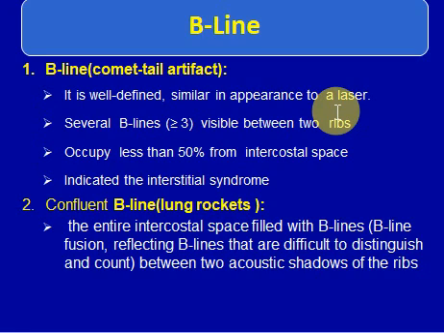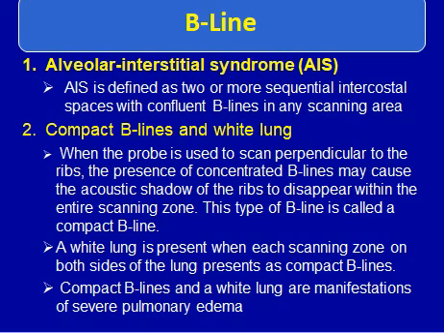If the B lines become more condensed and coalesce together, it is called confluent B line. The entire intercostal space is filled with B lines. If confluent B lines fill more than one intercostal space, it is called alveolar interstitial syndrome, AIS. If it becomes more, and the acoustic shadow between ribs is obstructed, not visualized, it will be compact B line. If so, the site will be white lung.